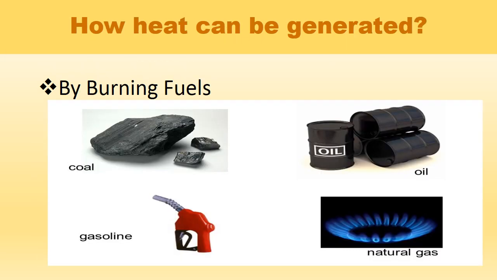The next method by which heat can be produced is by burning fuels. We know that fuels are coal, firewood, oil, natural gas, petrol, kerosene, diesel, LP gas, or any biogas. Children, these are called fuels. They are burned to produce fire, so that it can generate heat.